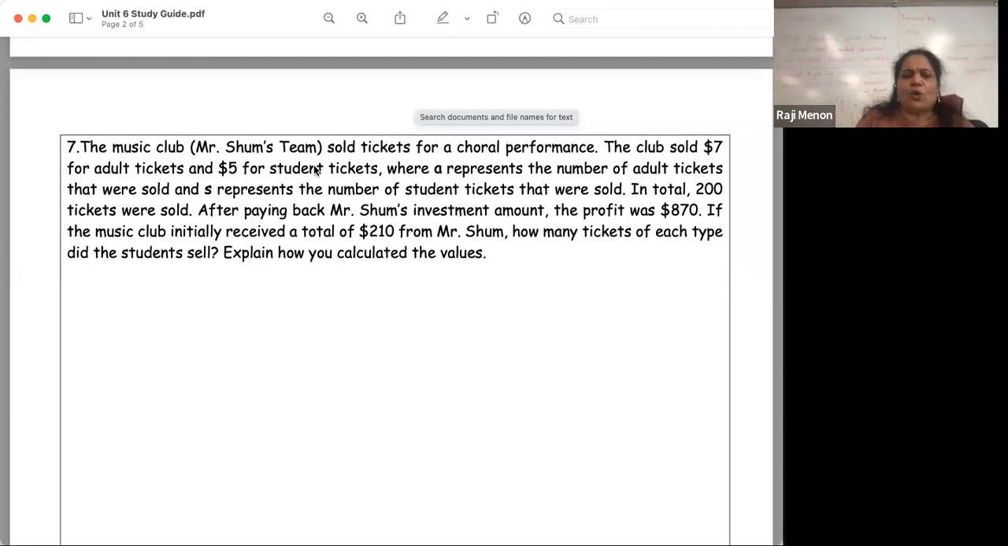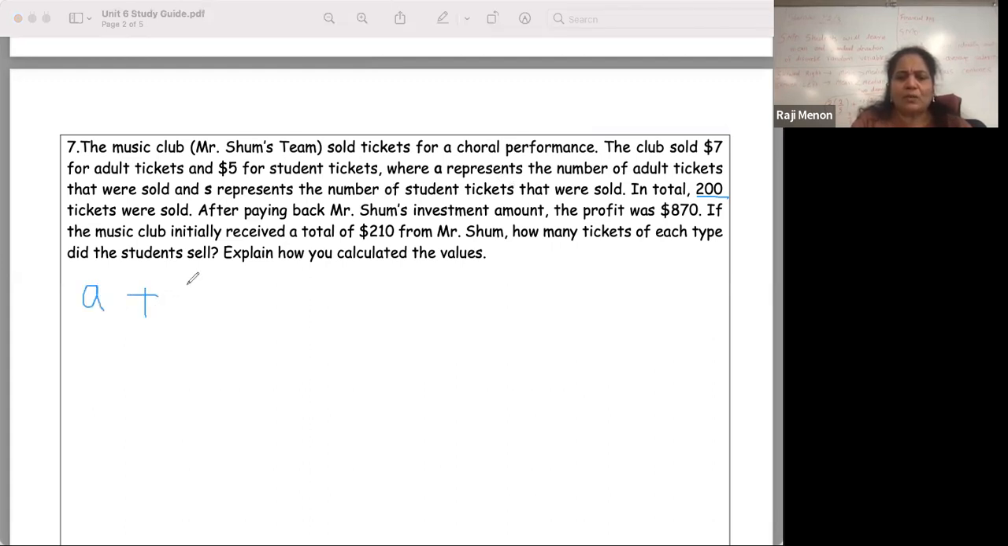In total, 200 tickets were sold. There you go, you are getting your first information there. In a total of 200, how do you put that together? That is A plus S, right? The total number of students and total number of adults all together is going to be 200. Write it down. Pause the video and write it down.